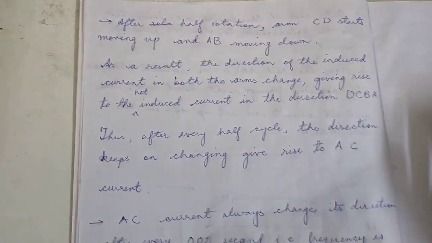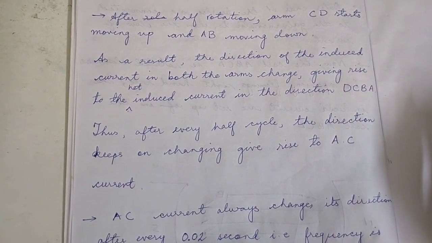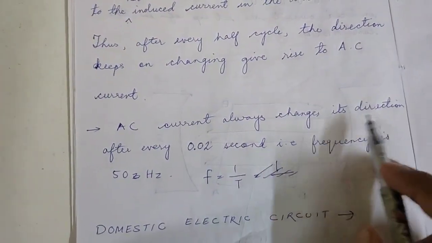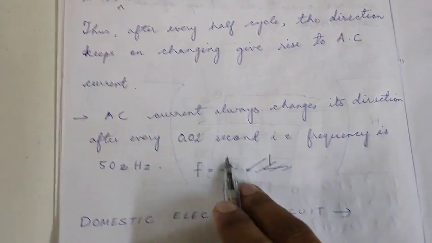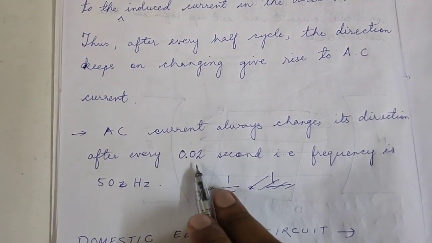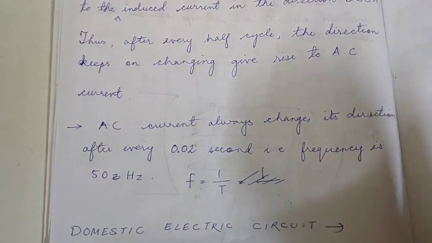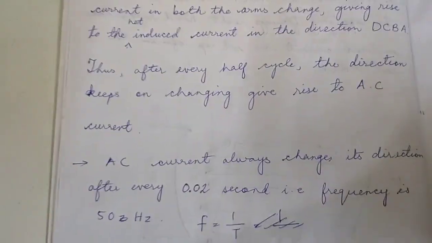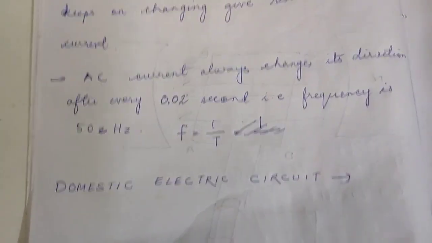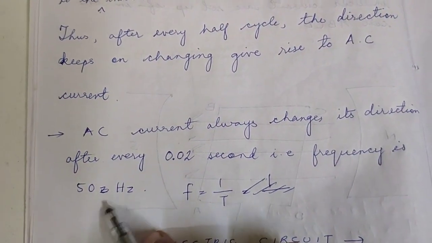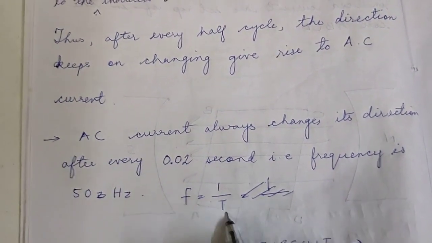And the direction of induced current in both arms changes, giving rise to induced current in the direction DCBA, which I have already shown you. This AC current always changes its direction every 0.02 seconds, and because of that we get AC current. And the frequency of this is 50 Hz, and the formula is f equals 1 by T.